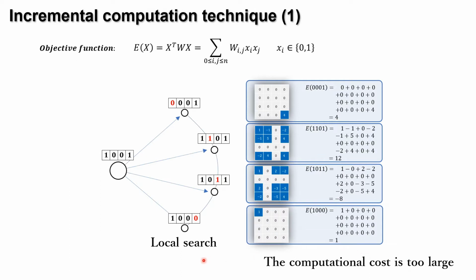Next, I'd like to introduce an efficient computation technique for a local search in QUBO. In this local search, we must evaluate the objective function for each solution. In this case of QUBO, it is the energy. As you can see from the objective function of QUBO, the computational cost is too large, so we should elaborate the approach of the local search.